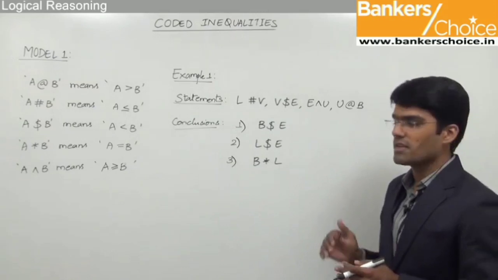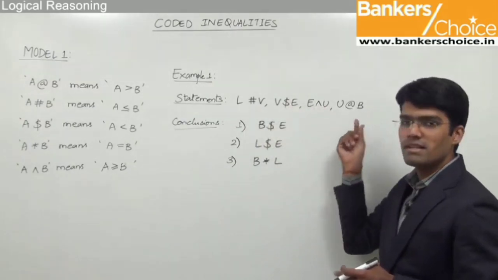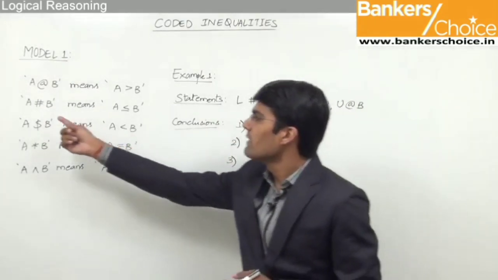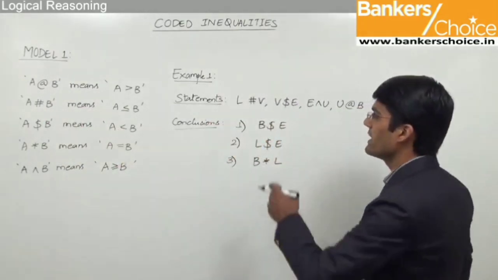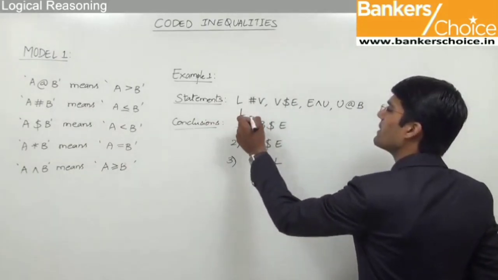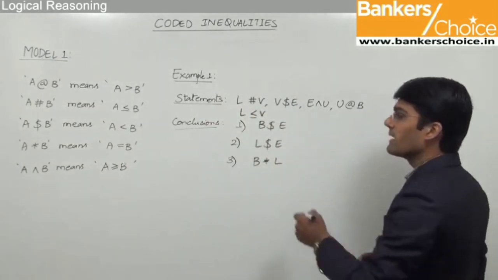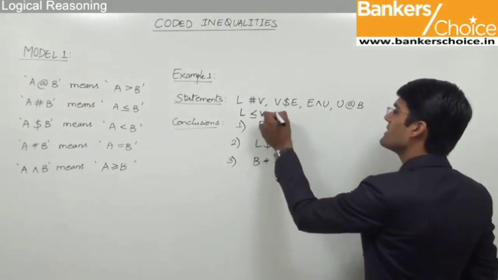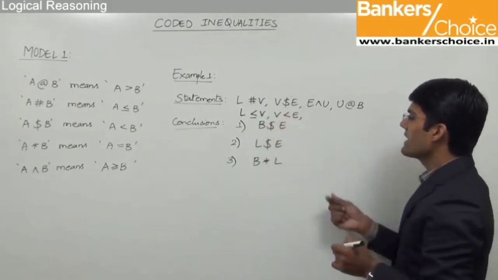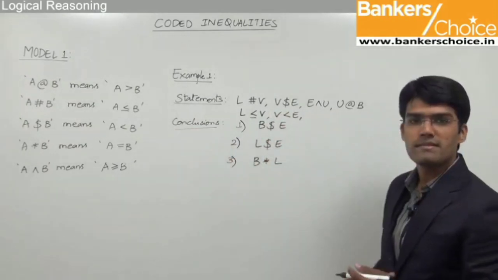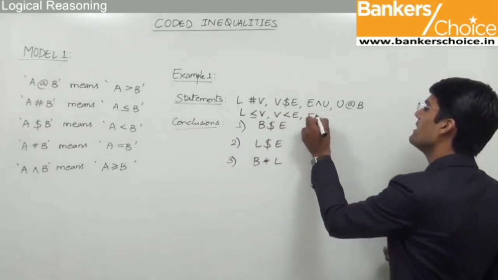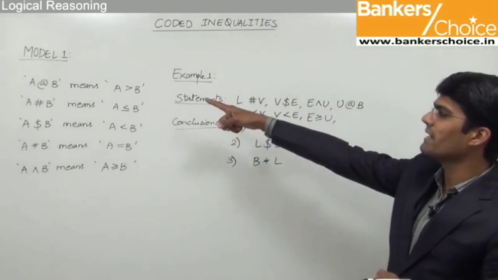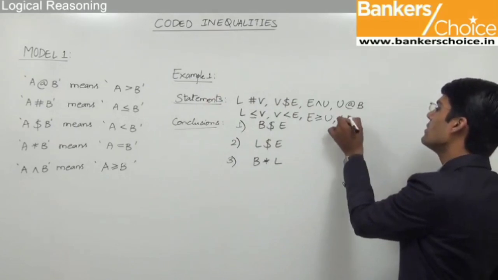Now to solve this question, we first of all need to replace each of these symbols with the proper inequality. So here L#V, we know that hash is nothing but less than or equal to. So L#V is nothing but L less than or equal to V. The second statement here is V$E. We know that dollar is nothing but less than. So we can say V less than E. The next statement is E∩U. Cap means greater than or equal to. So we can say E greater than or equal to U. And the last one is U@B. So by replacing with the greater than symbol from the given information, we get U greater than B.